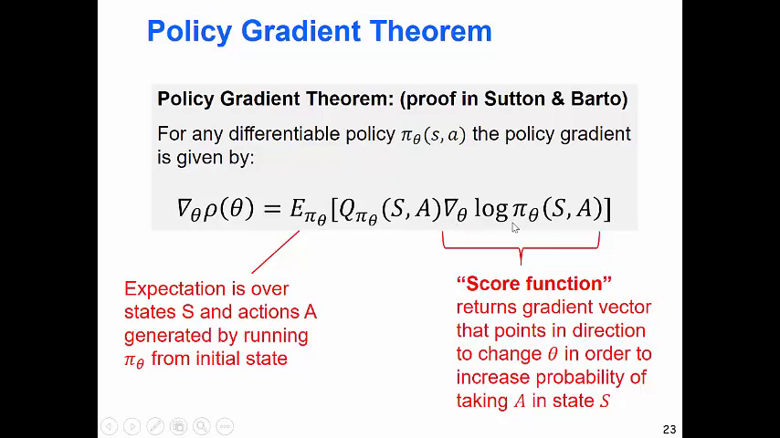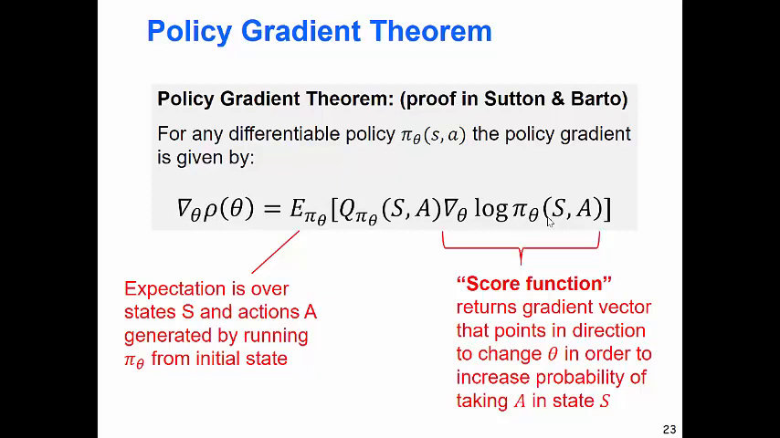And this is the gradient of this thing, and this is going to be a vector, right? Theta is a multidimensional vector in general. It's going to be a vector that points in the direction that will cause you to increase the probability of taking action A in state S, right? So think about what this is again. If you look at a particular state and a particular action, it says which direction can I change the parameter theta to increase the probability of taking that action in that state, right? So that's all the score function is.